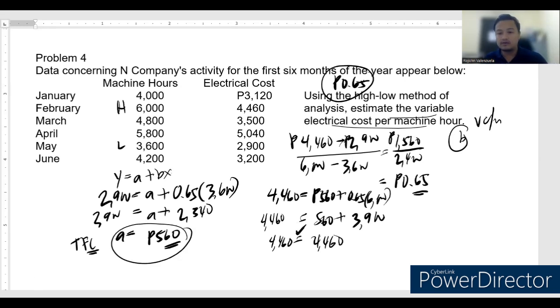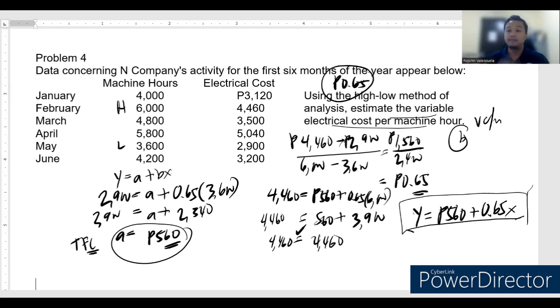So kung gagawa ka ng cost formula, your cost formula will now become y equals 560 plus 0.65x. Ito yung activity, ito yung total cost. Ito yung cost formula mo. Pwede mo na siyang gamitin for prediction.